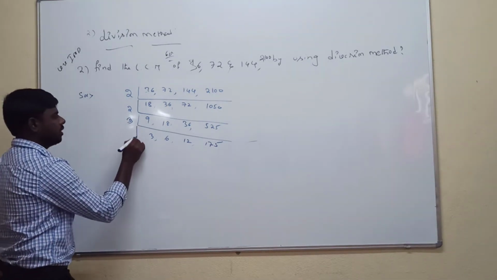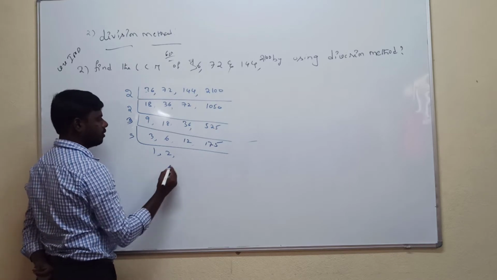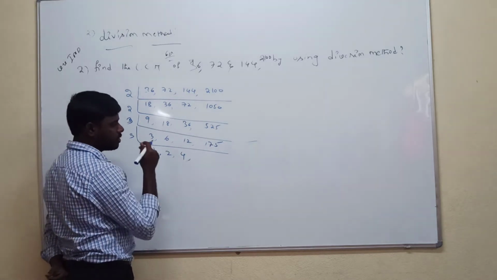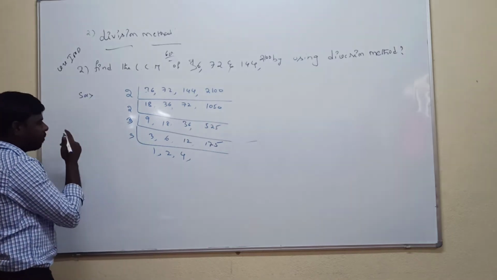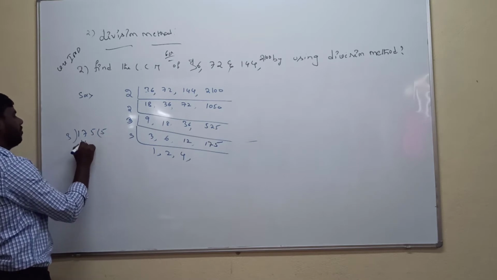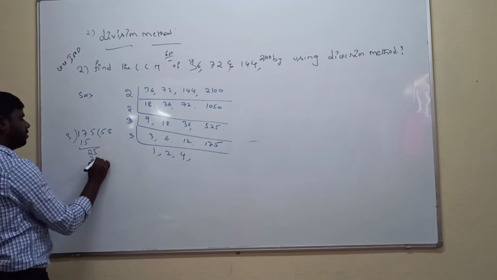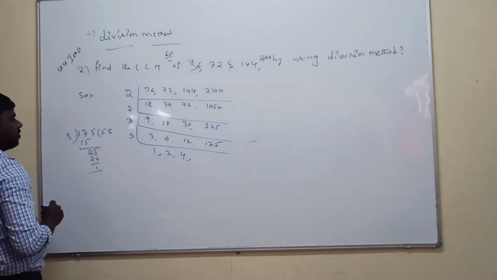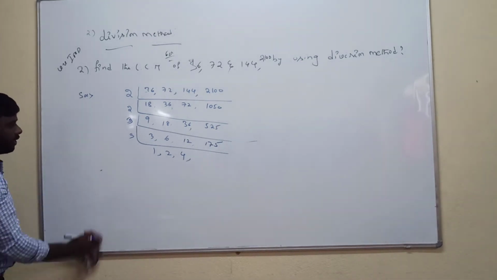The next one, we can take 3 again. 3 1s are 3, 3 2s are 6, 3 4s are 12. Is 3 possible? 3 is not dividing 175, because 3 5s are 15, and the remaining 2 makes it not divisible, so the remainder is not zero. So it is not divided by 3, and that number is written as it is.